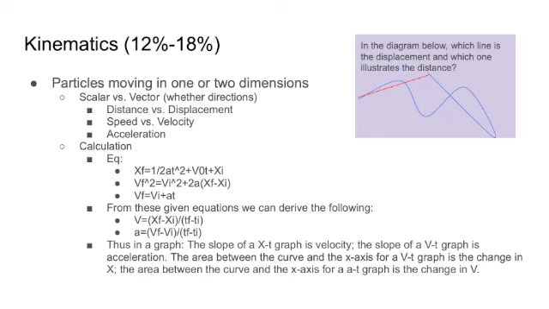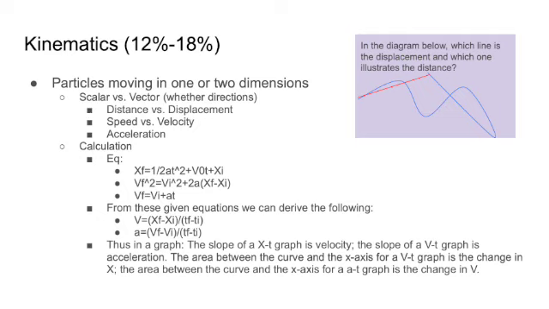The first unit in AP Physics 1 is kinematics. It is about particles moving in 1 or 2 dimensions. So first, you need to know the difference between a scalar and a vector, meaning whether something has direction or not. The commonly used equations are Δx = ½at² + v₀t, v² = v₀² + 2aΔx, and v = v₀ + at. And these are going to be the equations on the equation sheet.